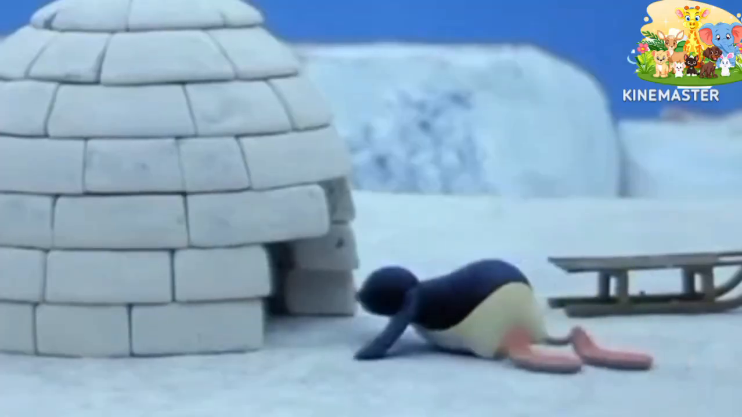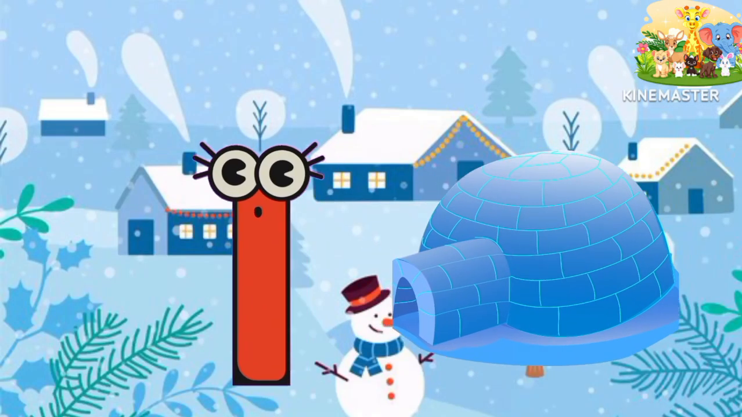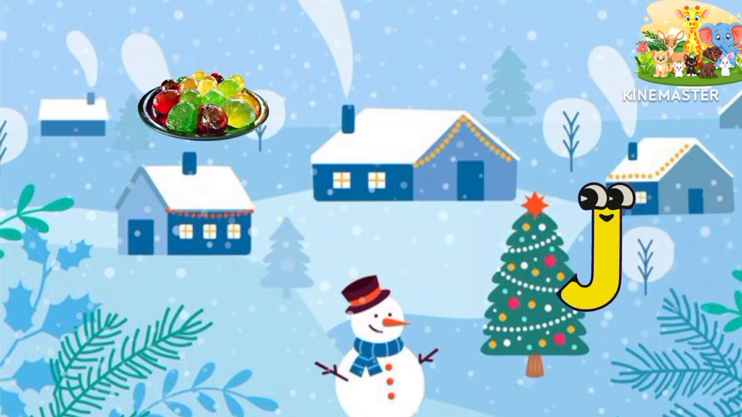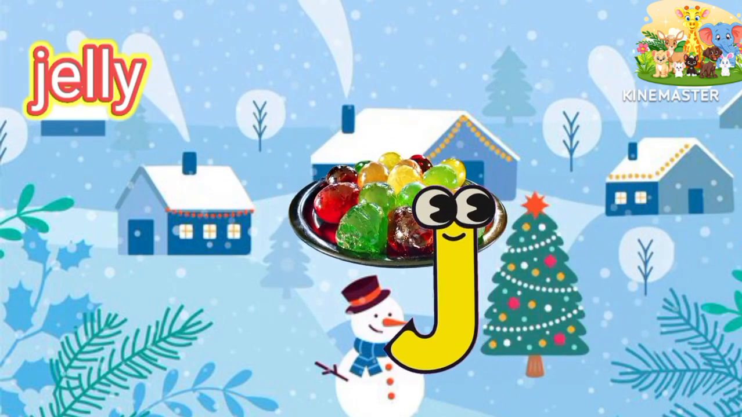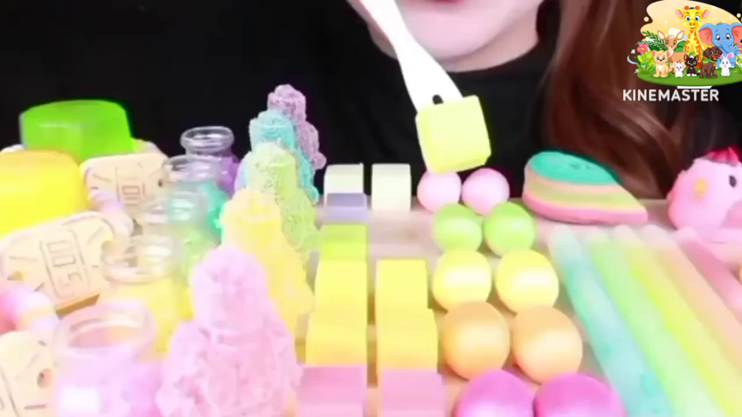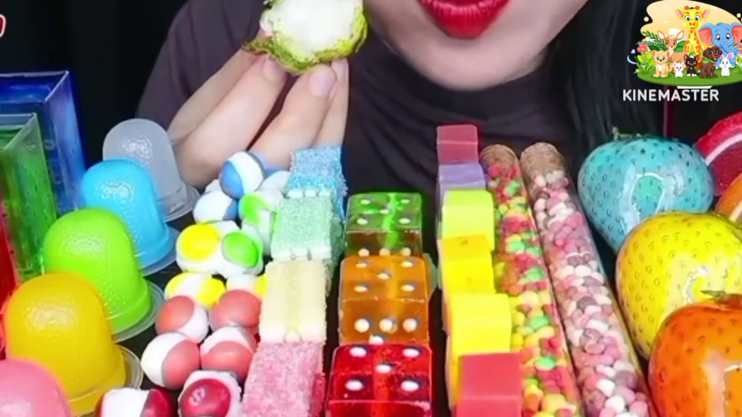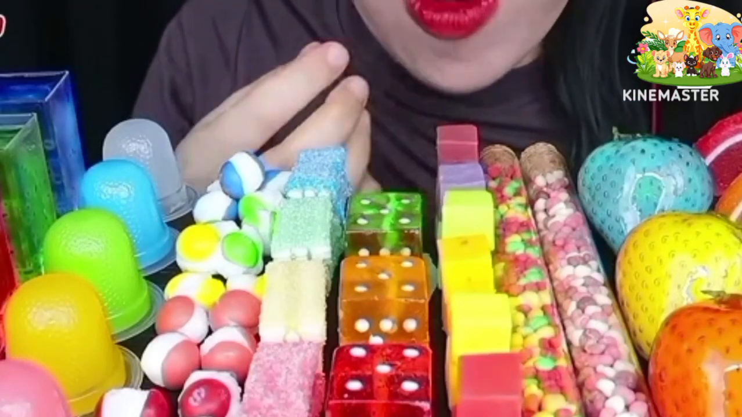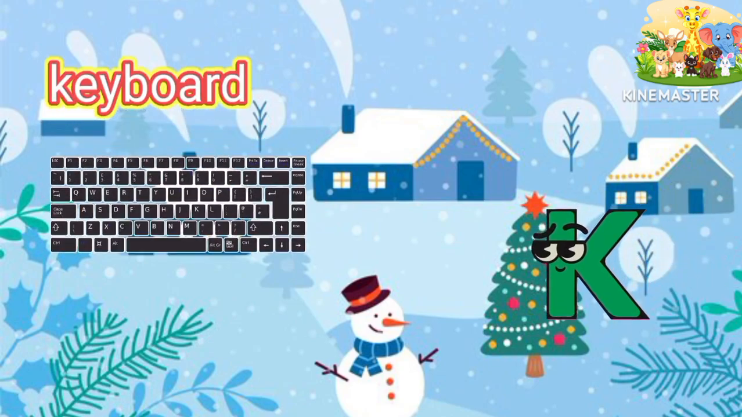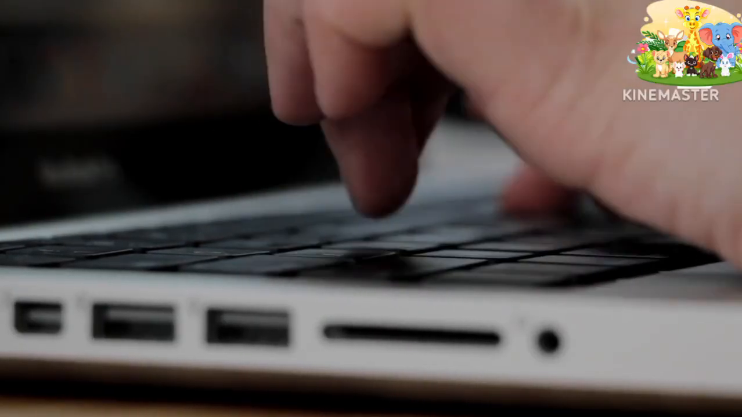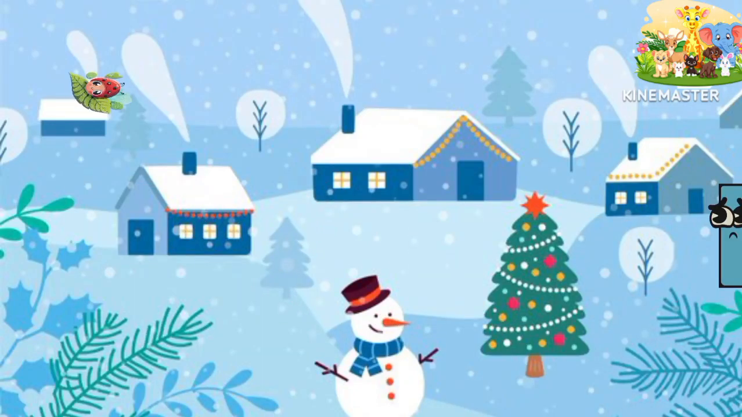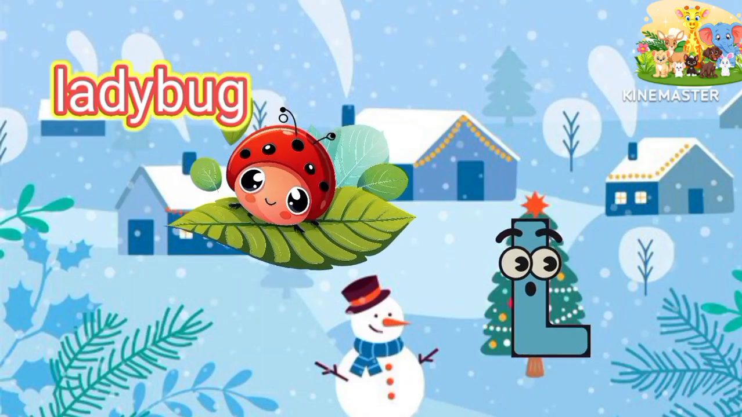I is for igloo, igloo. I, igloo. J is for jelly, jelly. J, jelly. K is for keyboard, keyboard. K, keyboard.